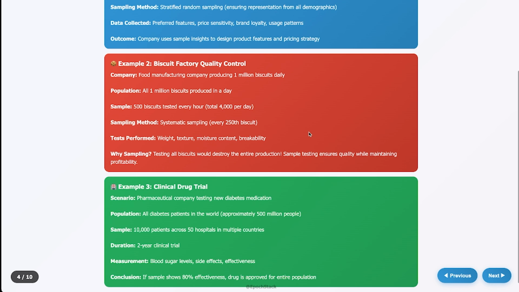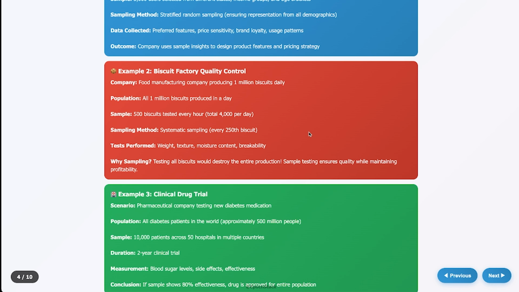The second one is biscuit factory quality control. For example, a food manufacturing company is producing 1 million biscuits daily, and they want to ensure that there is a proper quality check of the biscuits. In that case, the population parameter is 1 million biscuits produced in a day and they cannot check all the biscuits. So what they did is they select 500 biscuits every hour and perform tests on them. The total biscuits they test daily is 4,000 per day.